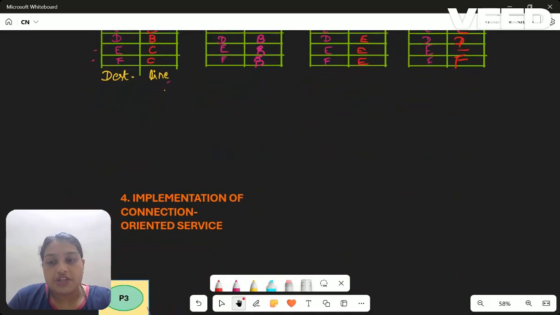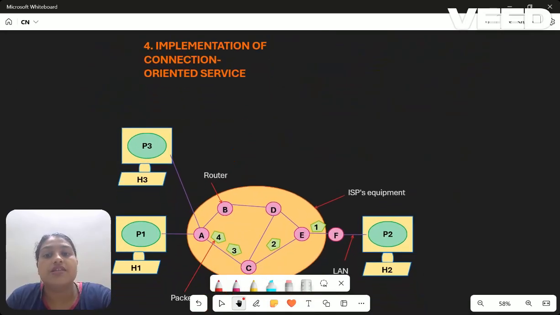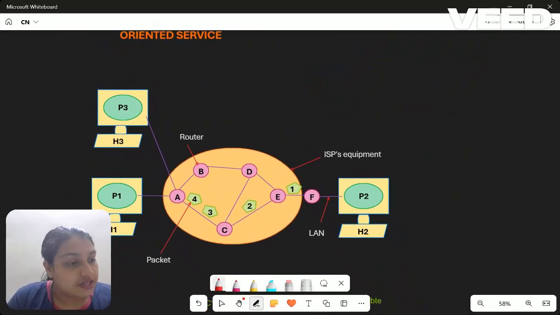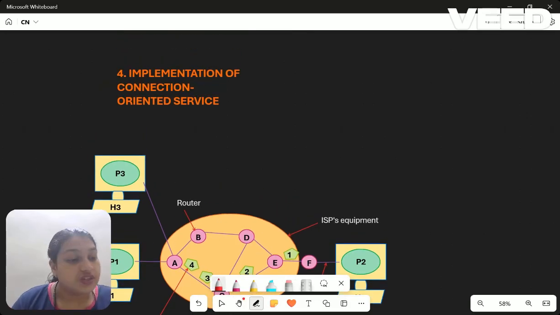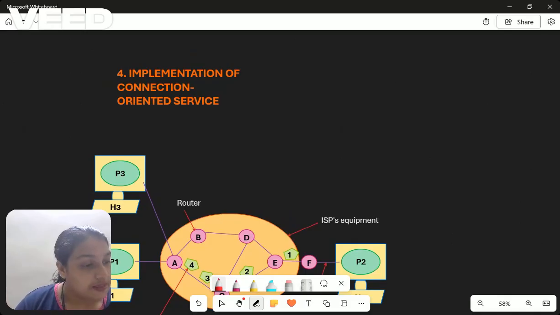Now, implementation of connection oriented service means it is based on the connection. It has an advanced setup, and this connection is called a virtual circuit. The network is called a virtual circuit network. It has physical circuits, and there will be a path through which the data packets will be sent. There will be a physical path. So that is implementation of connection oriented service.